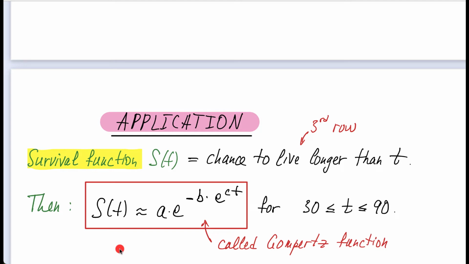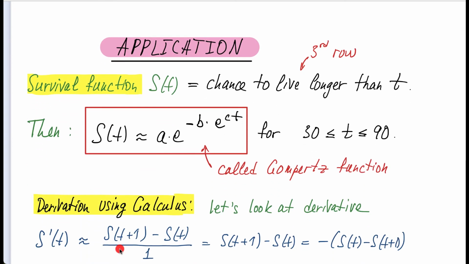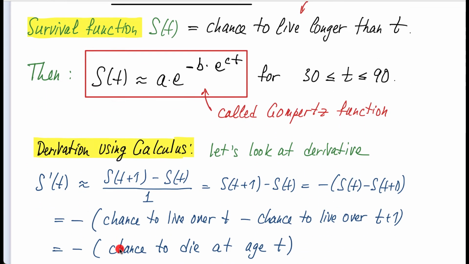So to derive this Gompertz model for the survival function, what we'll do first is start by looking at the derivative of the survival function. So if you approximate this derivative by the slope of the secant line, S of t plus 1 minus S of t divided by 1, we get S of t plus 1 minus S of t. And then I'm going to switch the order of these two terms and write it as S of t minus S of t plus 1. So S of t is the chance to survive up to age t, or the chance to live over t years old.